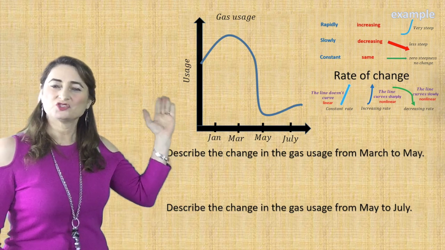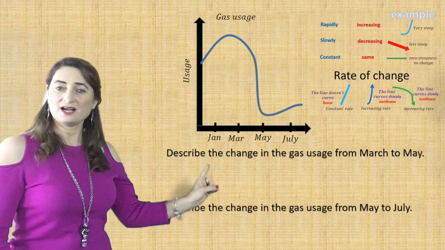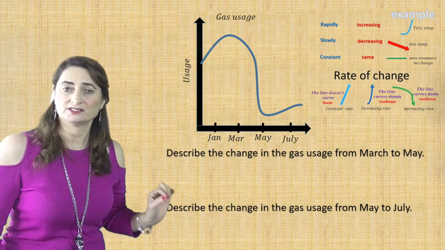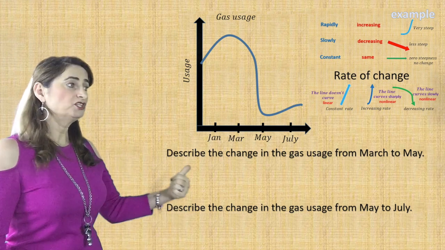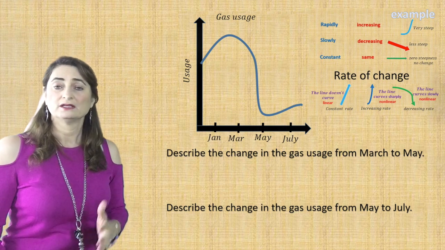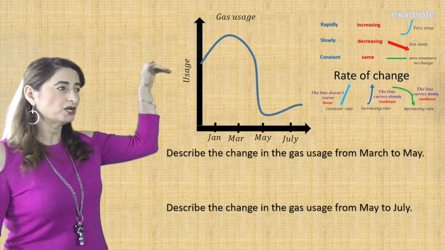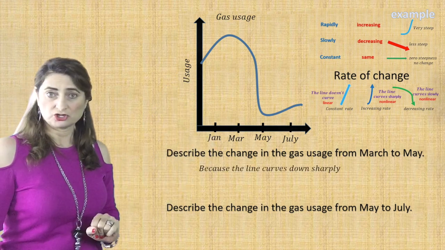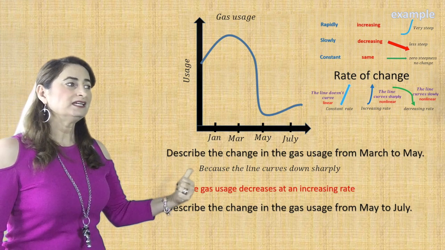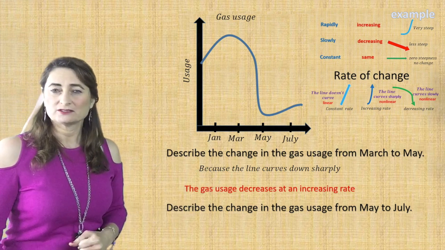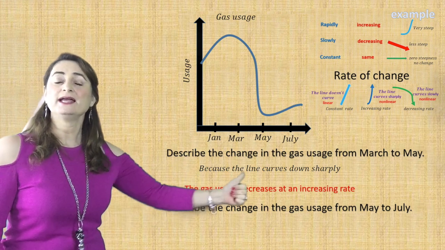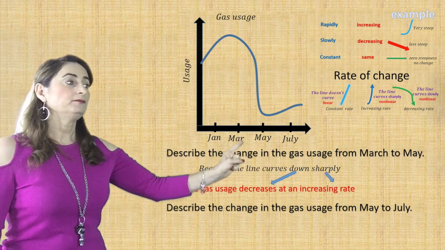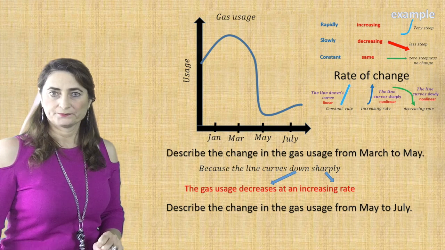Now let's analyze or describe the gas usage over time, but watch how I'm not using constant rate because the lines are not straight lines, they curve. Describe the change in the gas usage from March to May. Watch how the line curves down sharply. Because the line curves down sharply, the gas usage decreases at an increasing rate. So why did I use decreases and increasing rate? Because the word down means decreases and because sharply means increasing rate.